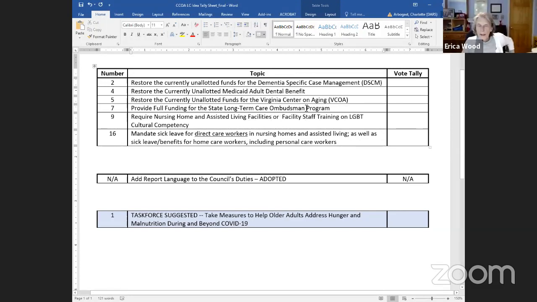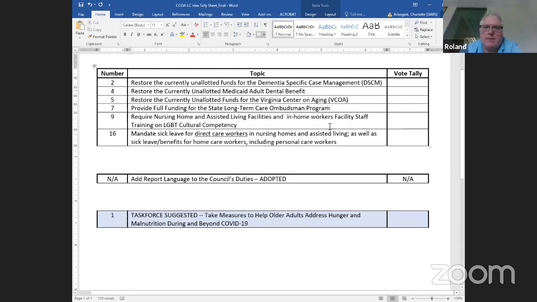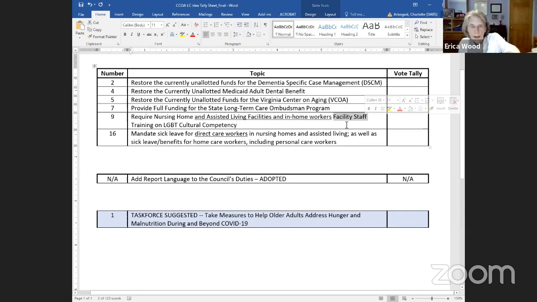So did you want to add "and" instead of "or"? I think "and home care workers." Yes, thank you. I guess facility staff would be modifying. It would be moved up. Yeah.